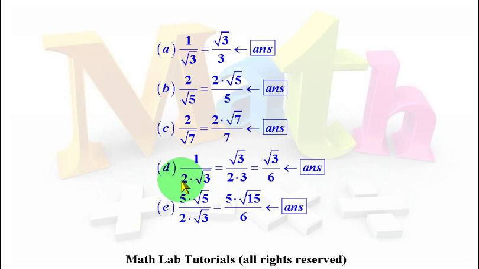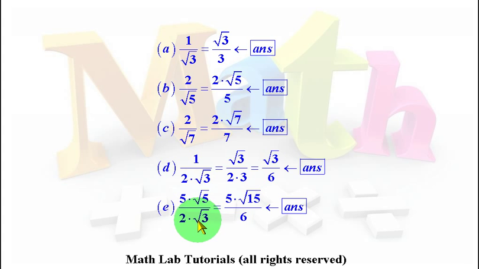1 over 2 root 3 can be rewritten as, all you do is pick up the root 3, put it on top, erase the radical, put it on the bottom. And we get 2 times 3, which is 6, and you get root 3 over 6. Same sort of idea. The idea is to get rid of the radical on the bottom.